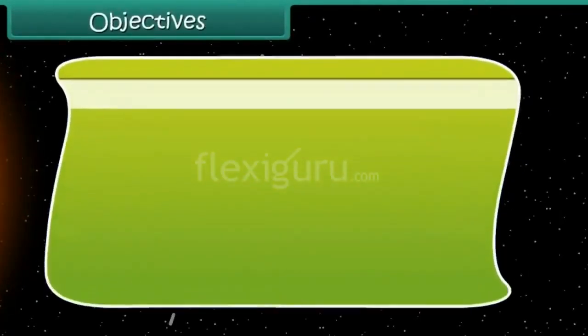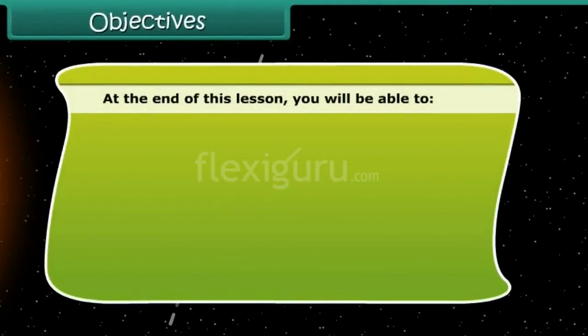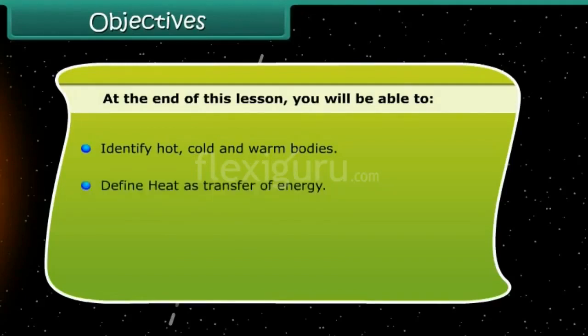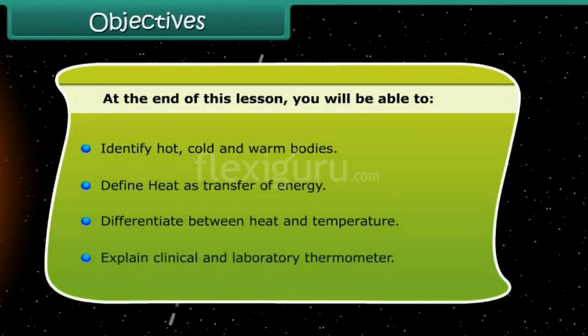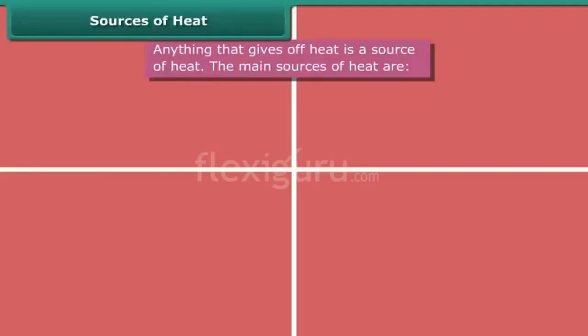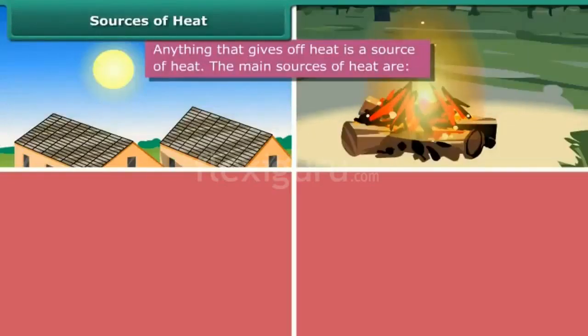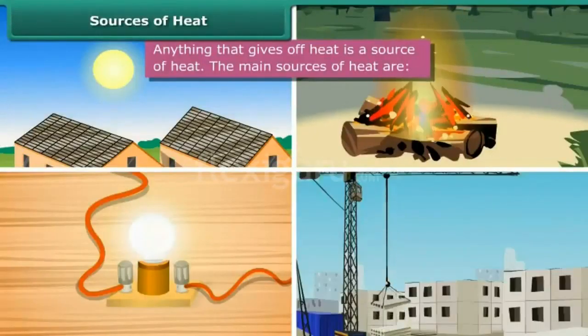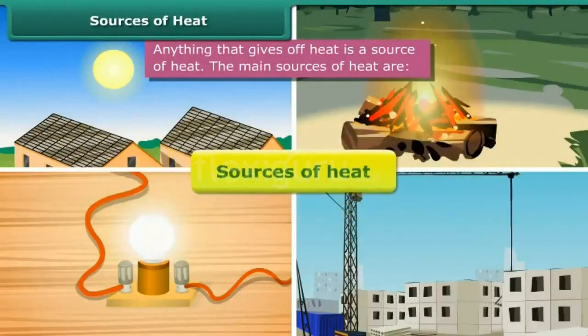Objectives. At the end of this lesson, you'll be able to identify hot, cold and warm bodies, define heat as transfer of energy, differentiate between heat and temperature, explain clinical and laboratory thermometer, and know that the sun, burning fuels, electricity and mechanical work are sources of heat.